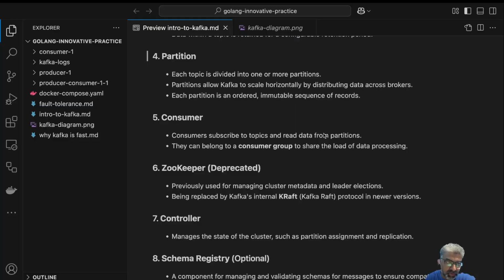So we are not going to discuss Zookeeper much. We are going to use the latest KRaft algorithm, which is called the Kafka Raft algorithm. Raft is a consensus algorithm, but KRaft is specially designed for Kafka.